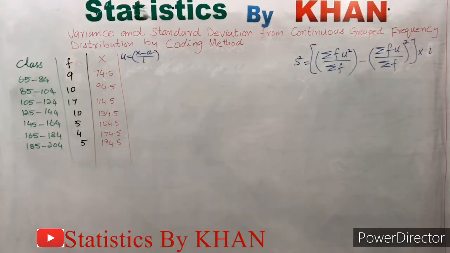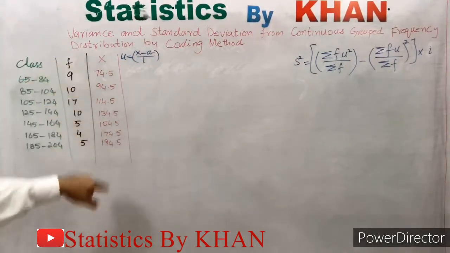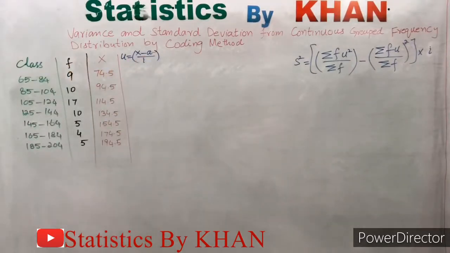Now what is a? a is the arbitrary mean. And the arbitrary mean can be selected from the values of x. Any value of x can be taken as the arbitrary mean. But usually we take any central value of x as the arbitrary mean, or the value of x against the highest frequency is taken as the arbitrary mean. Why do we take the central value of x as the arbitrary mean or the value of x against the highest frequency as the arbitrary mean?